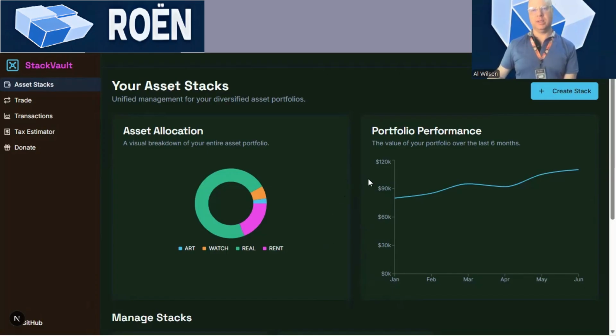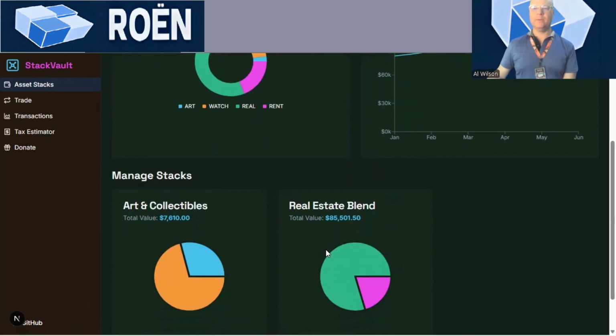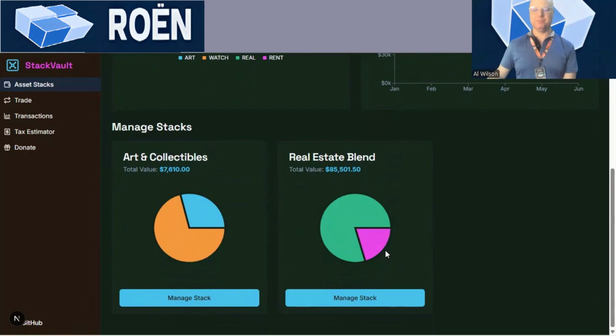In StackVault, we have similar functionality as seen in CoinStacker, where we can trade and we can actually donate stacks for a tax credit. We have our total assets represented here. In this case, we have a vintage watch, we have rental apartment, and we have commercial property. And these are all fractional units that we have aggregated into stacks.